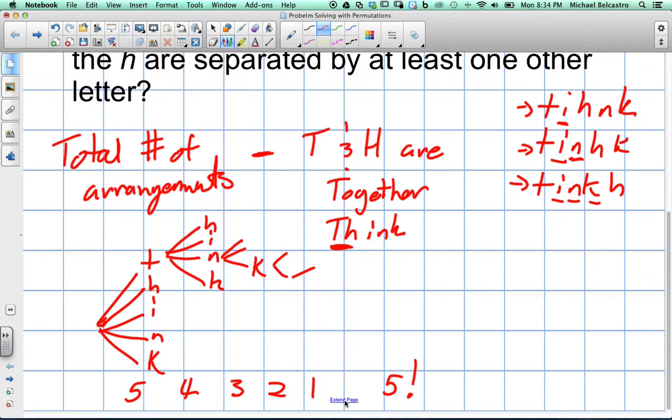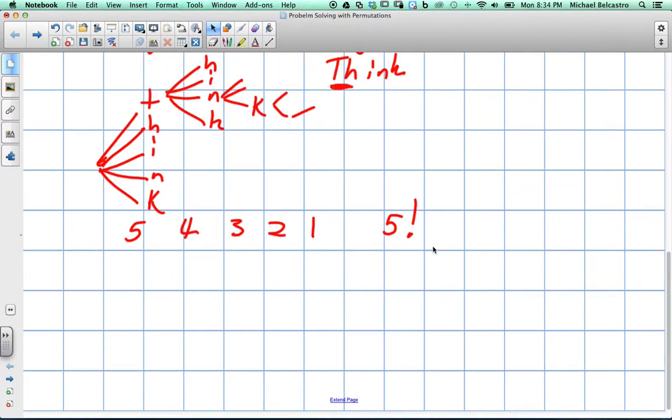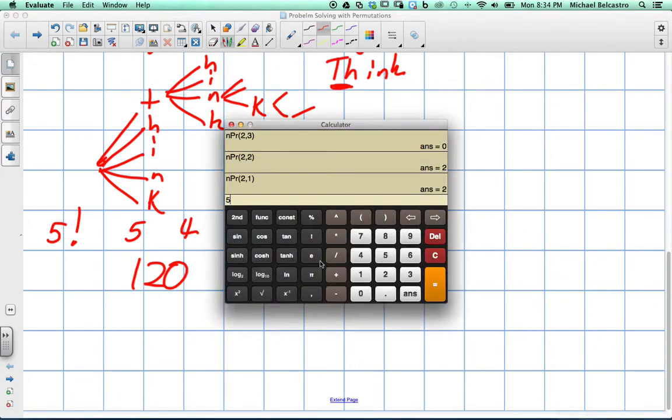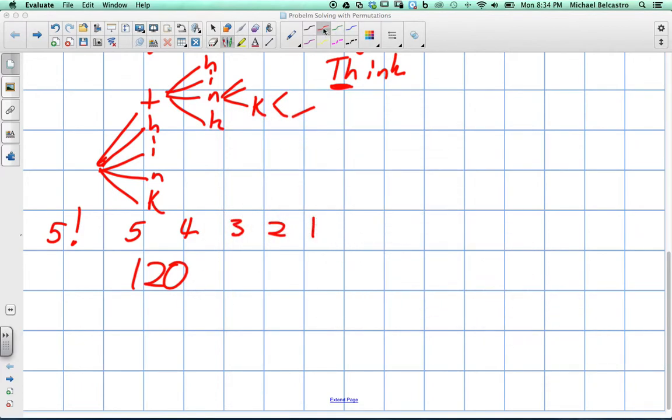That's the total number of arrangements, which kind of makes sense with what we're doing. Okay, so 5 factorial. And 5 factorial is 125, or is it 120? I think it's 120. Let's bring up our calculator, double check. 5 factorial. Okay, 120. Great. So there's our first category.